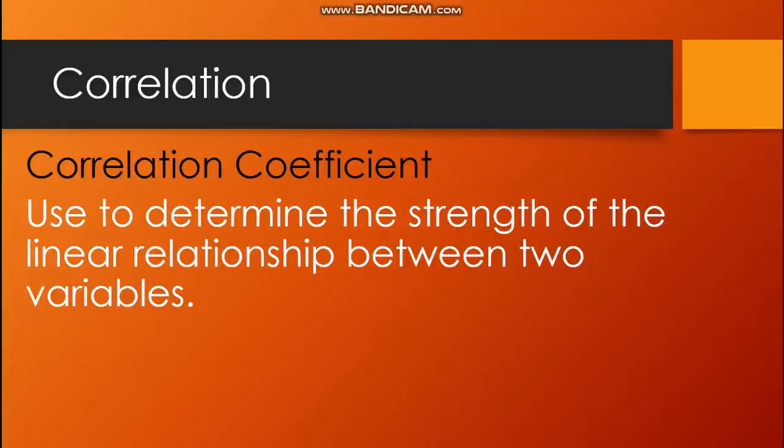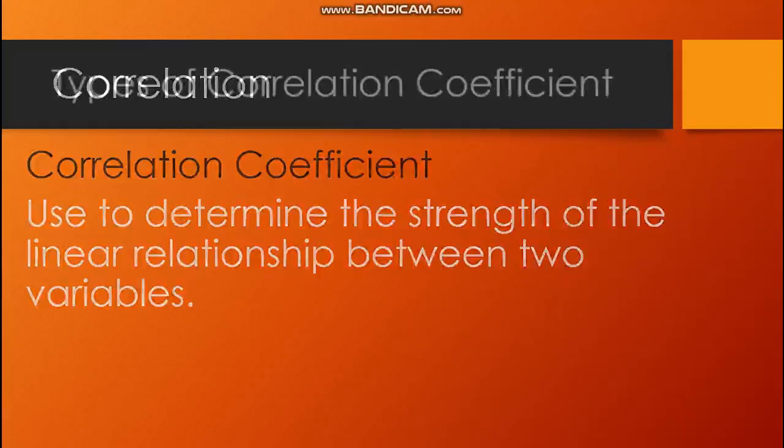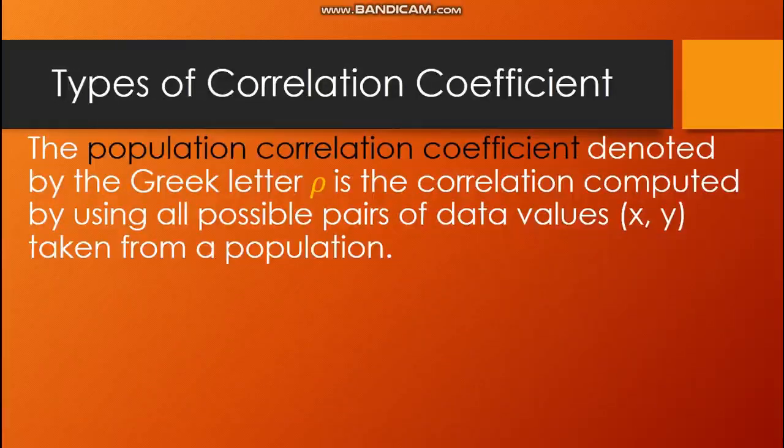two variables. Okay, and there are two types of correlation coefficient. One is the population correlation coefficient. It is computed by using all possible pairs of data values taken from a population. So pag ang ating pong ginamit pong data is a population data, yung population correlation coefficient ang ating kinocompute. And it is denoted by Greek letter rho.